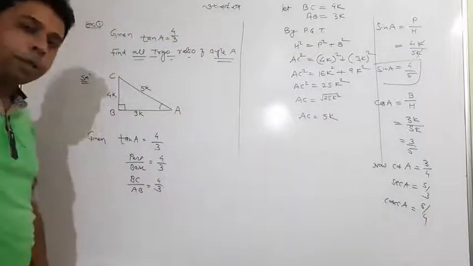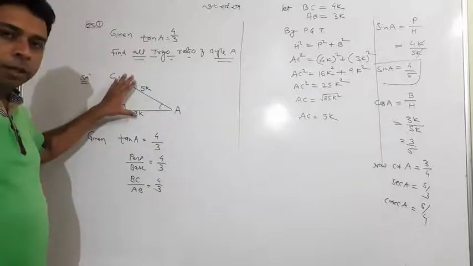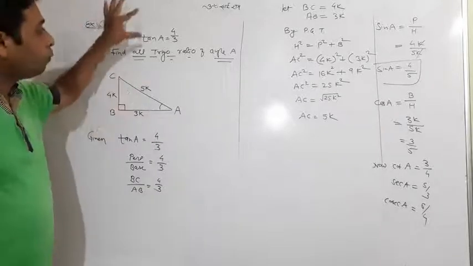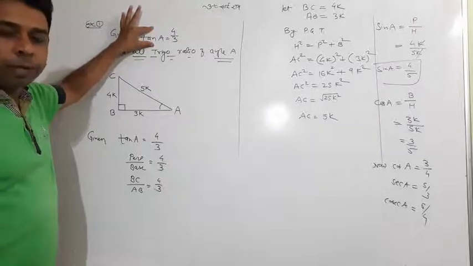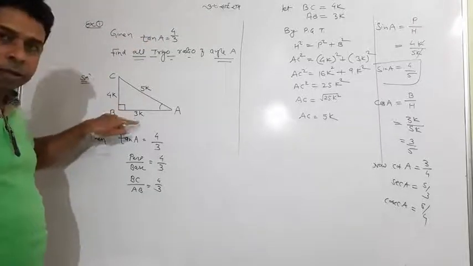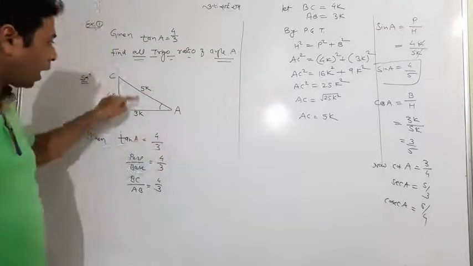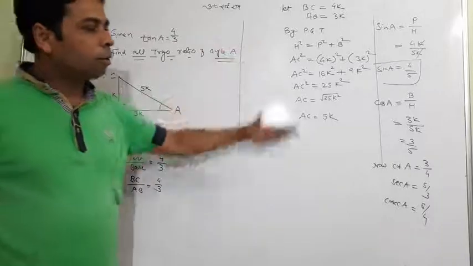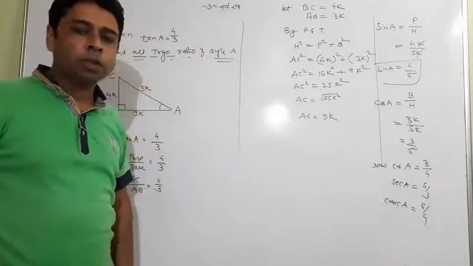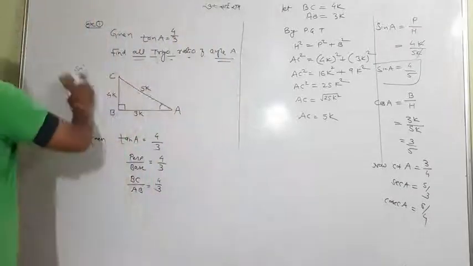Hope it is very simple, but it should be in your knowledge. In a right angle triangle, we have 3 sides. And when one ratio is given, then 2 sides are given, like 4k and 3k. I got the third side by Pythagoras theorem, and then whenever you have all 3 sides, you can find any trigonometric ratios as you wish. So students, it was a simple task which we have done here.